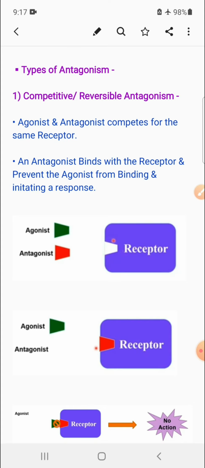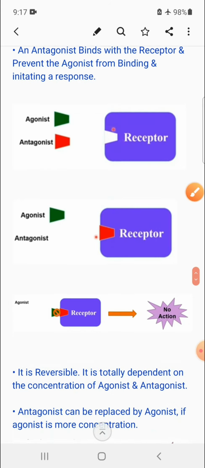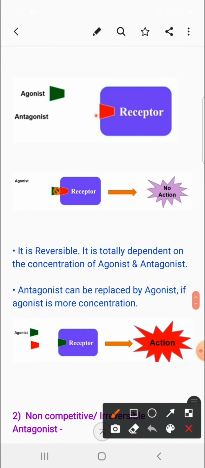This means there is one receptor having one binding site for the agonist as well as for the antagonist. Now the antagonist binds with the receptor, and that prevents the agonist from binding with the receptor. That produces no action because the antagonist has already bound to the receptor. So this is known as competitive antagonism.